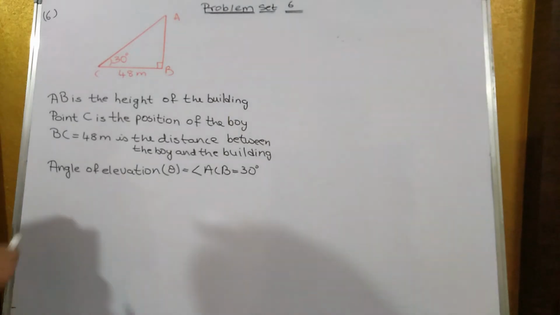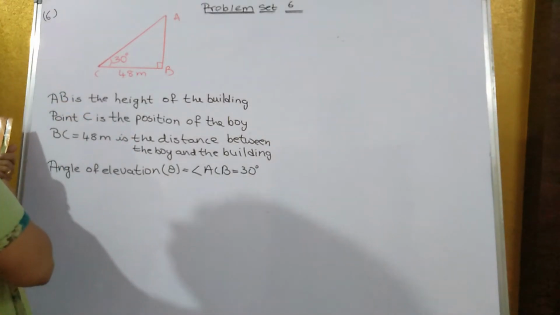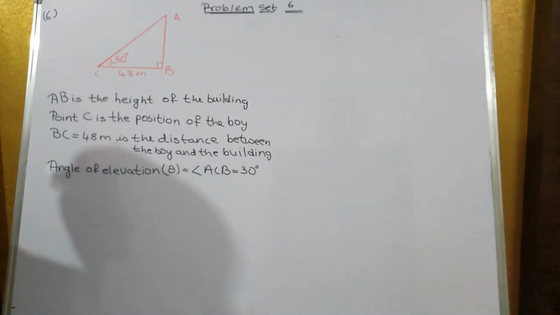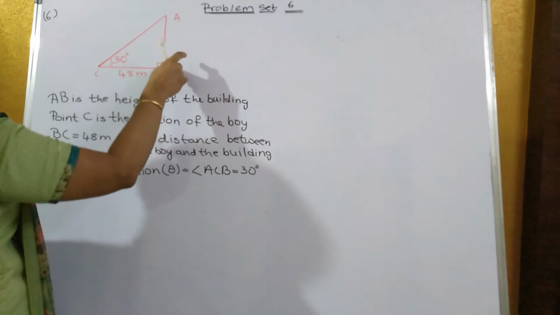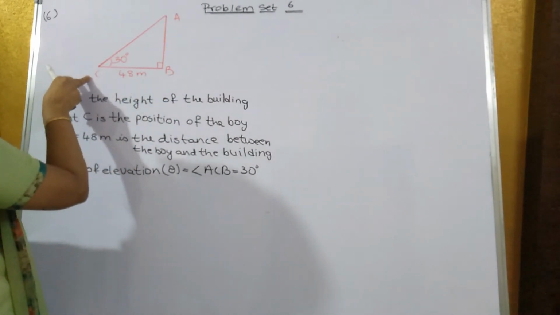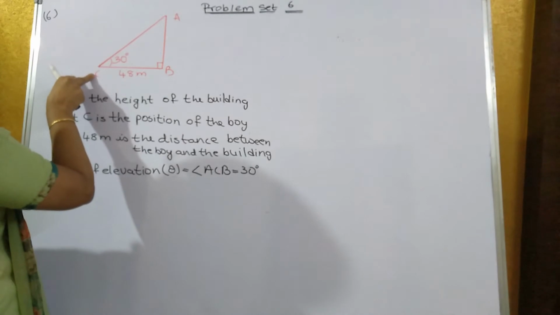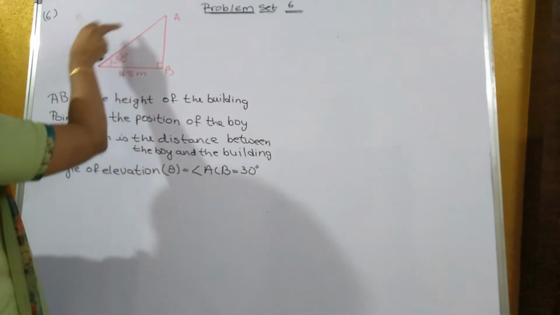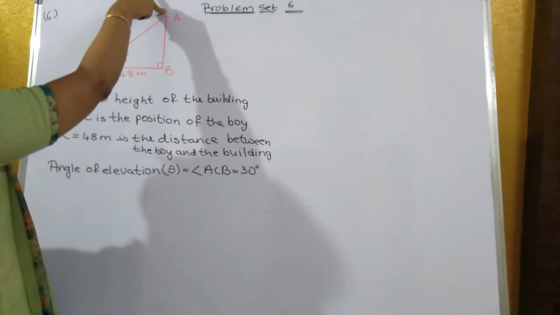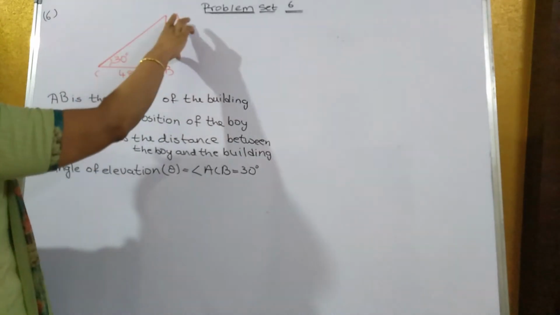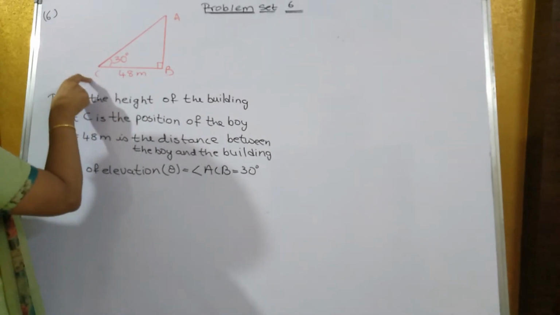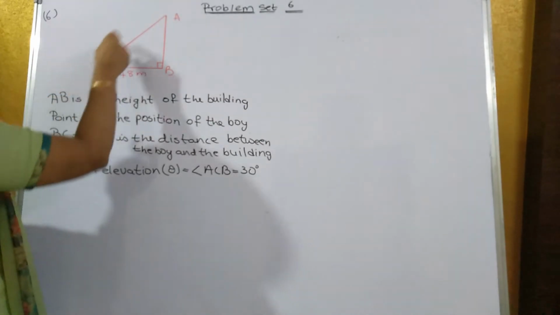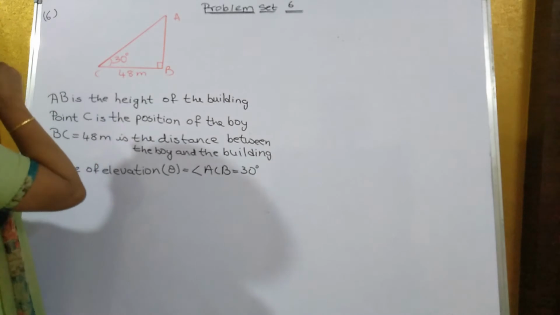Now problem set 6, sum number 6. They have given a boy is standing at a distance of 48 meters from a building and observes the top of the building and makes an angle of elevation. So let us take AB as a building and the boy is standing at the position C. From point C, the boy is looking at the top of the building, that is point A, and makes an angle of elevation. So here AB is the building, C is the position where the boy is standing, and standing at this position the boy observes the top of the building. When he observes the top of the building, how much angle does he make? Angle of elevation 30 degree.